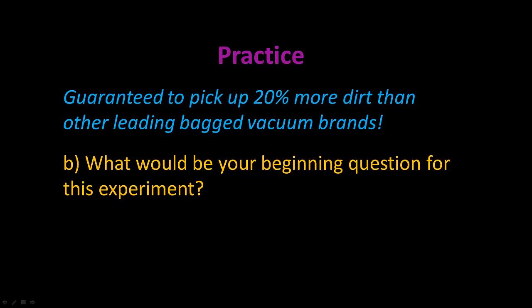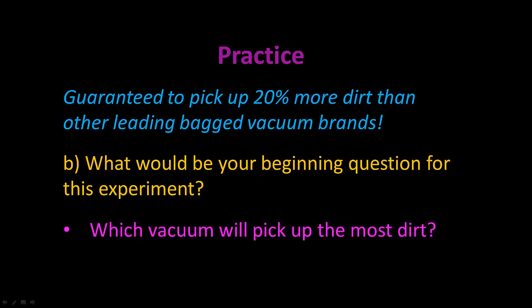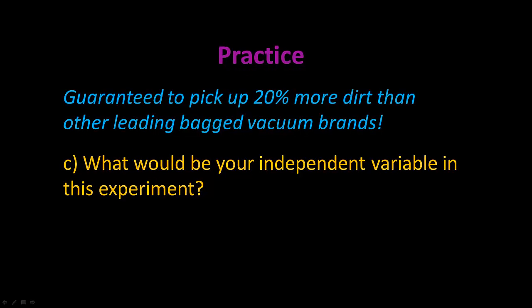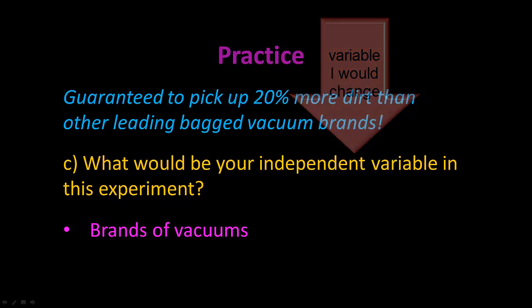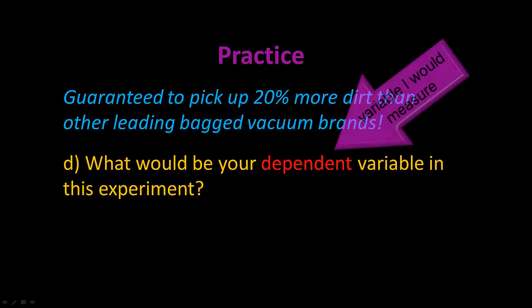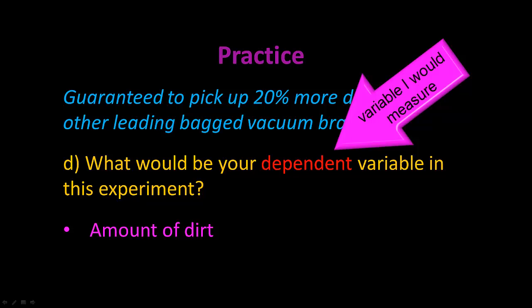So what would be the beginning question, or the problem? Well, that would be, which vacuum picks up the most dirt? So what would be the independent variable in this claim, or the variable that I would change? The variable that I would change in here is the type of vacuum, because I'm comparing it to other vacuum cleaners. What would be your dependent variable, or the variable that changes because of the brand of vacuum changes? Well, that should be the amount of dirt picked up.